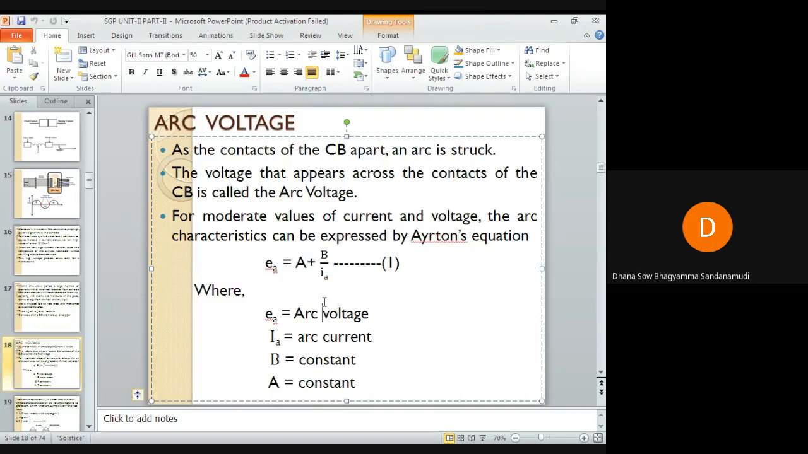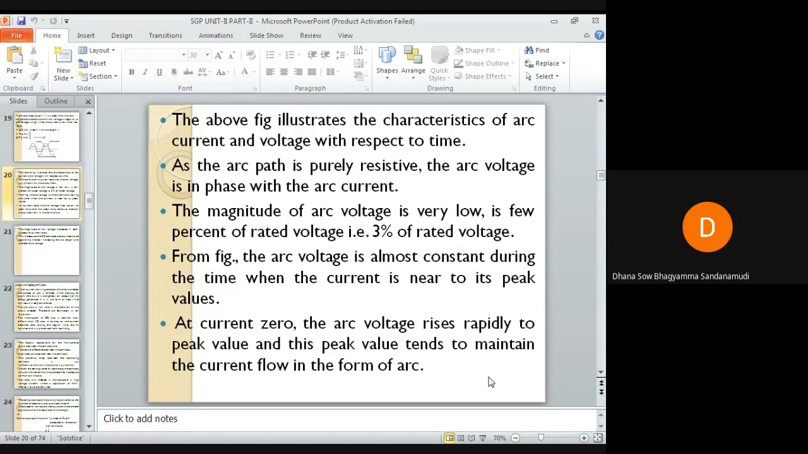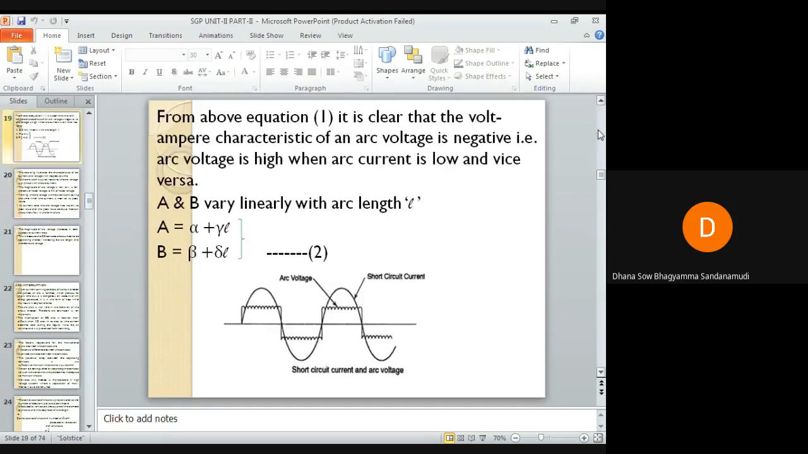Based on this equation, we can say that the arc voltage and arc current have inverse characteristics. That means that when arc voltage is high, arc current is low. When arc current is low, arc voltage will be high.